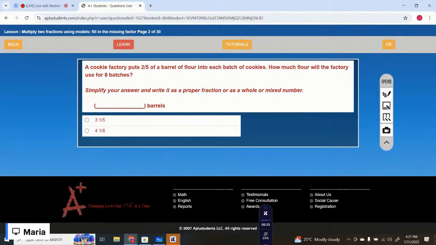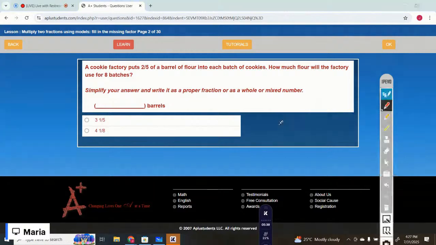A cookie factory puts 2 by 5 of a barrel of flour into each batch of cookies. How much flour will the factory use for 8 batches? So you have to do 2 by 5 times 8. So 8 times 2 is 16, 16 by 5.